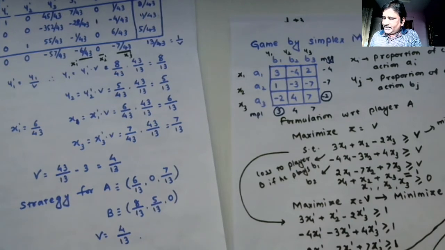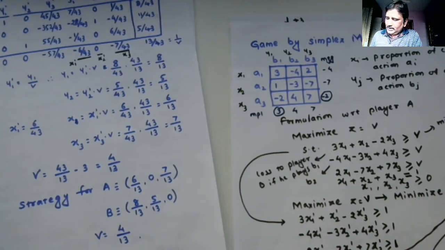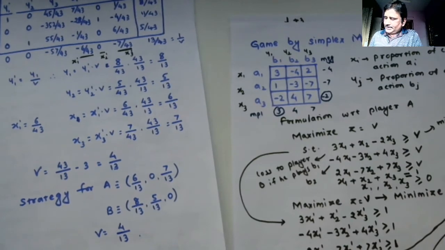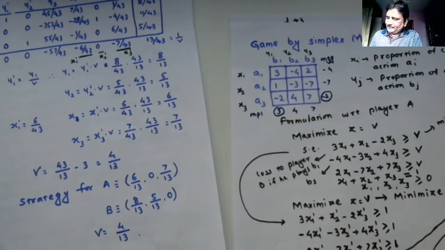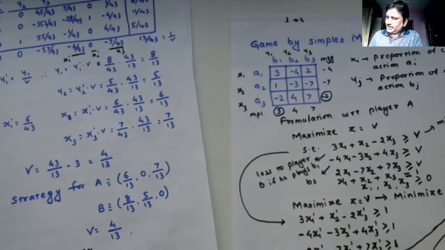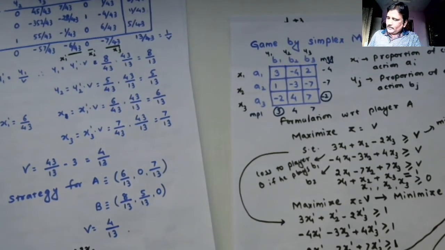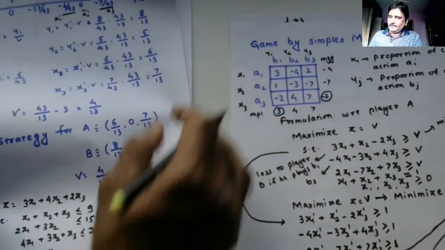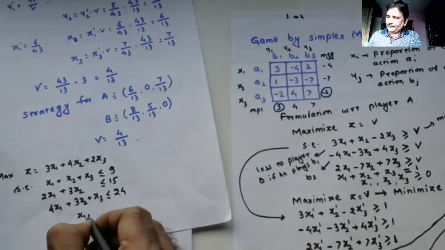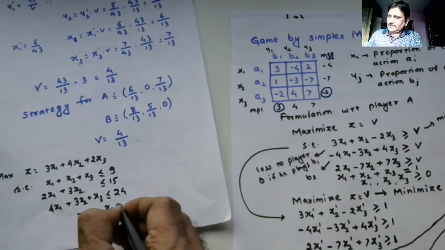that maximize Z equal to 3x1 plus 4x2 plus 2x3, subject to x1 plus x2 plus x3 less than equal to 9, 2x1 plus 3x2 less than equal to 15, and 4x1 plus 3x2 plus x3 less than equal to 24, and x1, x2, x3 greater than equal to 0.